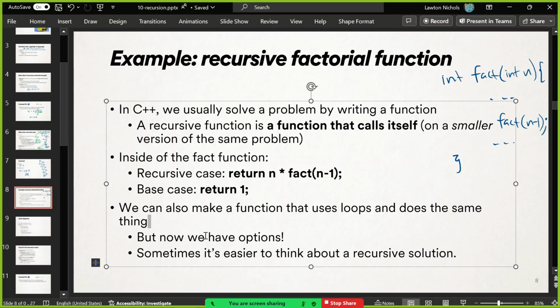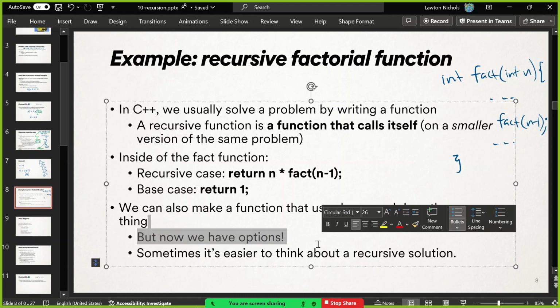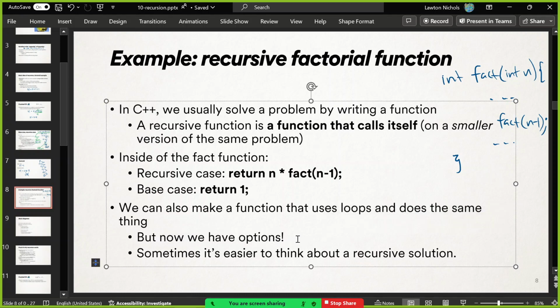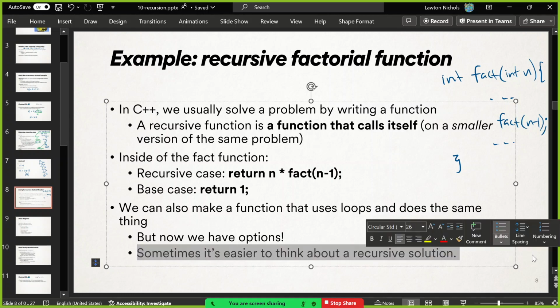So we now have options. We can make the recursive way, we can make the iterative way. There's always two options. You can always make something with loops into a recursive answer. They are equivalent in power. You do not need while or for, you just need recursion, or vice versa.